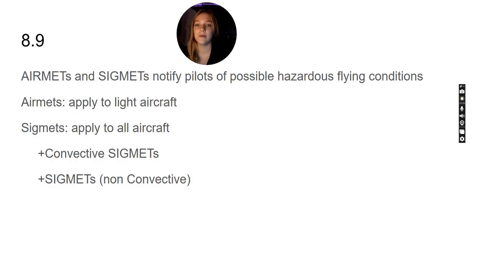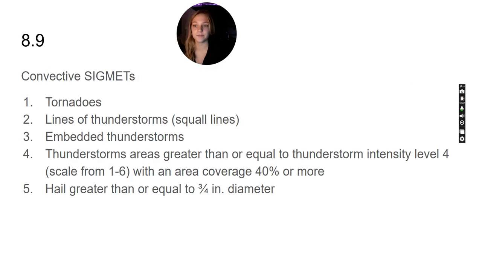All right, AIR 8.9. So we've got the AIRMETs and the SIGMETs. They notify pilots of possible hazardous flying conditions. AIRMETs will really only apply to light aircraft. Well, I mean, it applies to all aircraft, but it's concerning to light aircraft, like single engine aircraft, and you should look at that. And then SIGMETs apply to all aircraft. I kind of remember that the S in SIGMET means severe, and AIRMETs are less severe. So anyways, there are convective SIGMETs and then normal, non-convective SIGMETs.